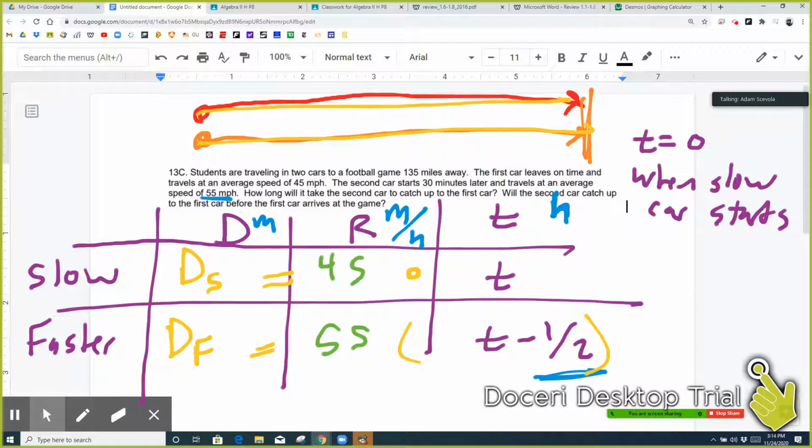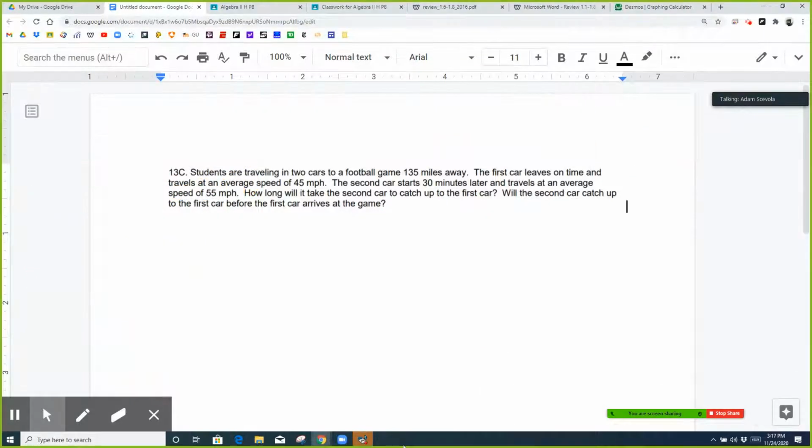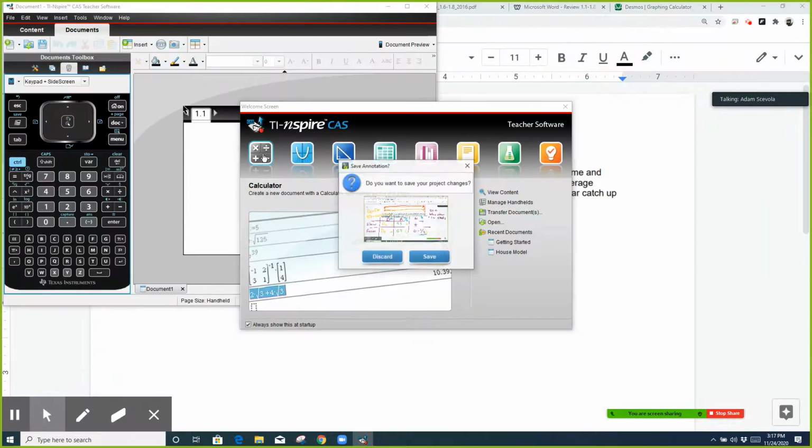So now I'm going to solve the following equation. I want to know when the distance of the slow car equals the distance of the faster car. So I want to know when 45t is equal to 55 times t minus 1/2. You could solve that pretty easily because it's a linear equation.